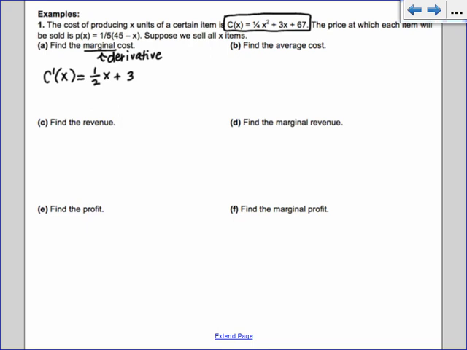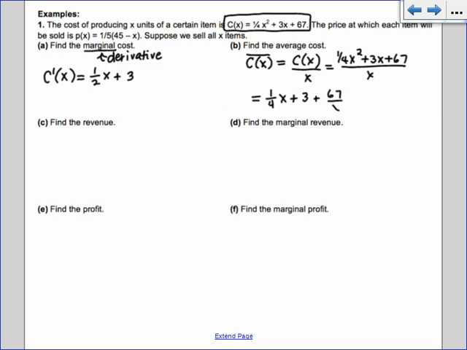Find the average cost. The average cost is the C bar. We take the total cost and divide by the number of items that we have. Our total cost is 1/4 X squared plus 3X plus 67, and we divide by the number of items X. So we end up getting 1/4 X plus 3 plus 67 over X.